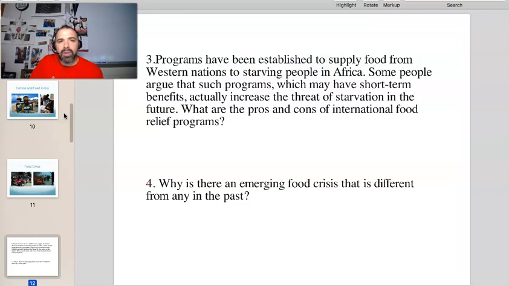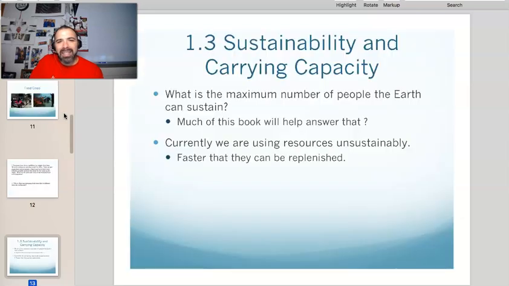So, there are your questions. You can pause and contemplate, or you can just move along. Sustainability and carrying capacity: what's the maximum number of people the Earth can sustain? Anybody? Much of this book, the Botkin and Keller book that you have, will help answer that.